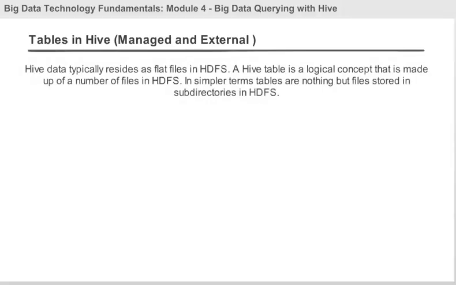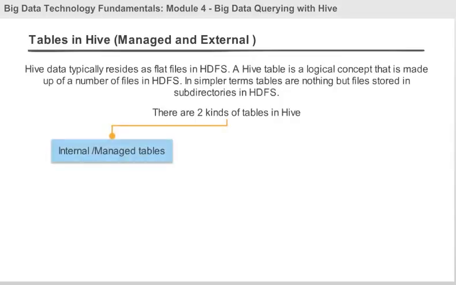In Hive, data typically resides as flat files in HDFS. A Hive table is a logical concept that is made up of a number of files in HDFS. In simpler terms, tables are just files stored in subdirectories in HDFS. There are two kinds of tables in Hive: internal managed tables and external tables.